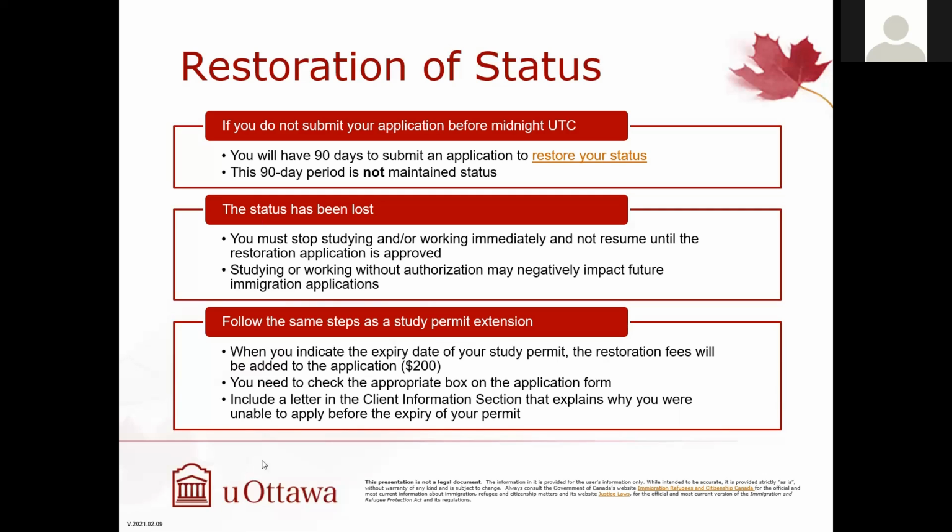And then you'll be checking that box that we talked about to restore your status at the top of the form. And then you need, in this case, to include a letter in the client information section that explains why you're out of status, why you were unable to apply before the expiry of your permit.